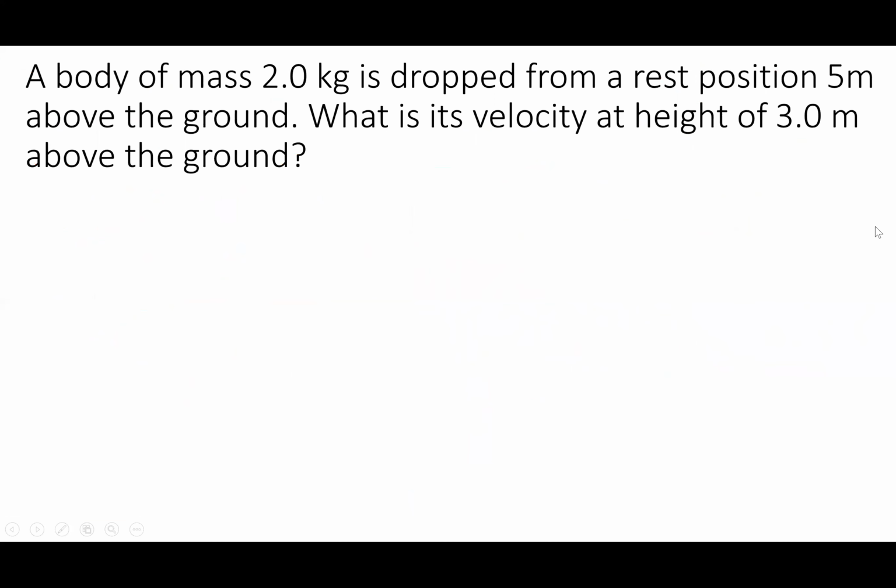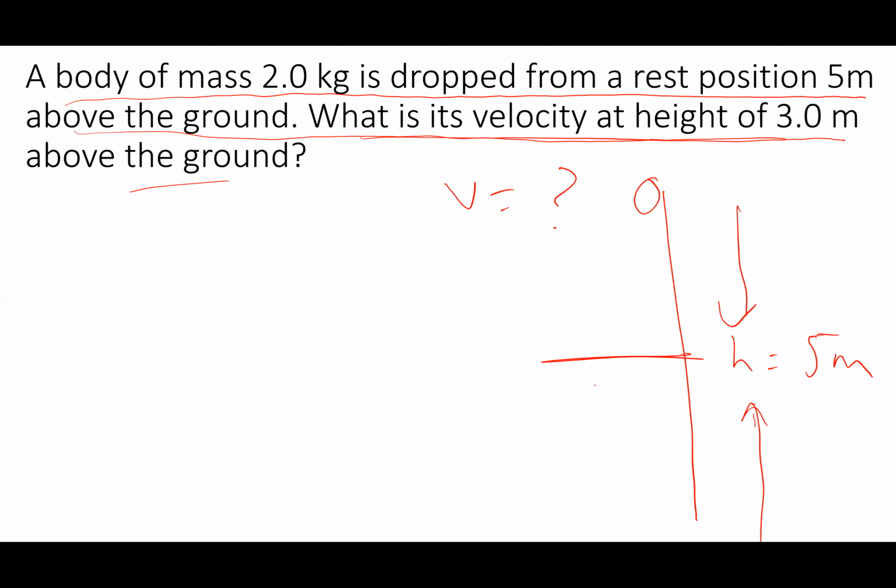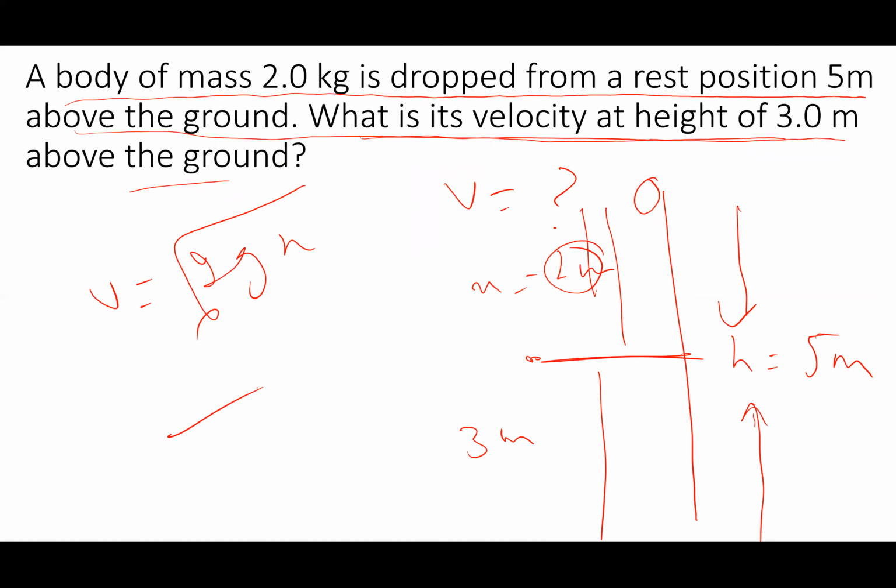Now, a body of mass 2 kg is dropped from rest at a position 5 meter above the ground. What is the velocity at a height of 3 meter? So velocity is the unknown. It is dropped from a height of 5 meter. At 3 meter height, it has covered a distance of 2 meter. Calculate the velocity after covering a distance of 2 meter. So v squared is equal to 2gx, which will give you the velocity.